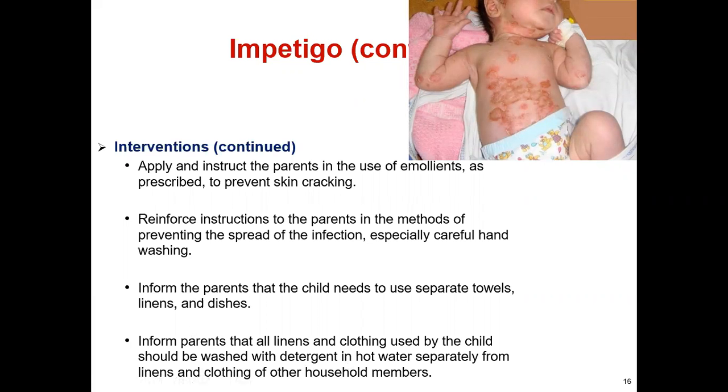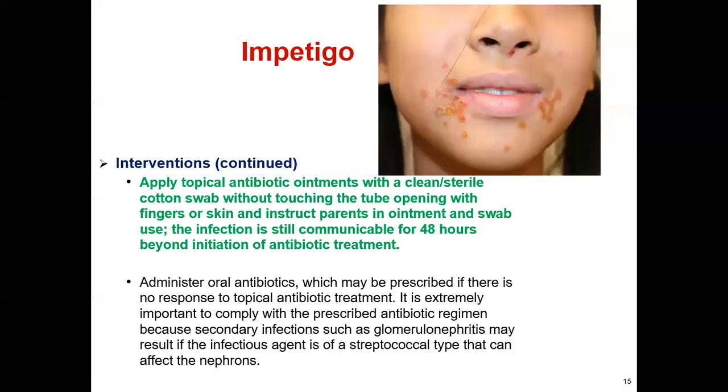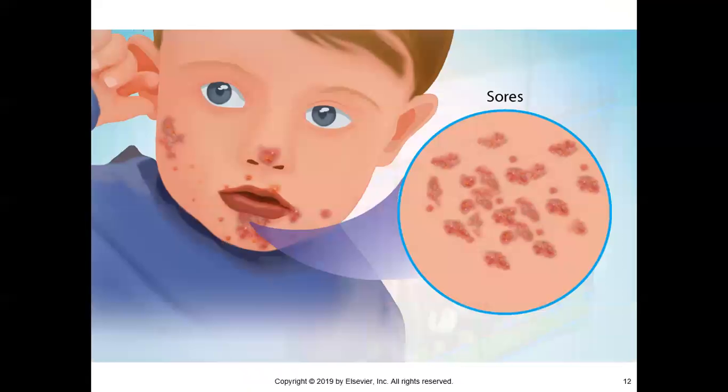So let me recap the nursing interventions. Avoid other children during active outbreaks or cover the sore with a bandage to prevent spread, and wash the hands, linen, and clothing that have come in contact with infected fluid.